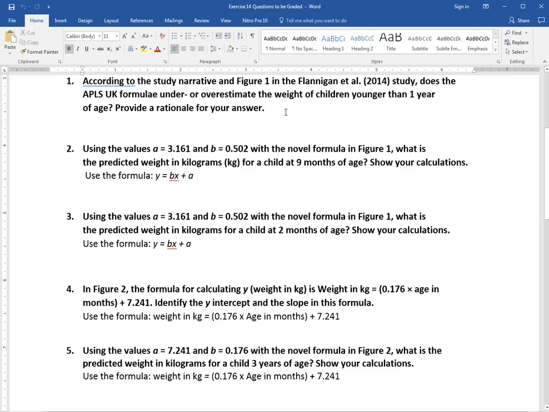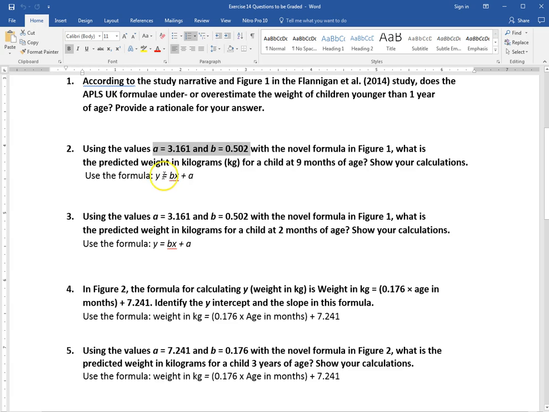Number 2, using the values A equals 3.16 and B equals 0.502 with the formula in figure 1, what is the predicted weight in kilograms for a child at 9 months of age? So here we just need to plug in these values that were given into the formula. And I went ahead and put the formula here. So this is the formula that's listed in figure 1.